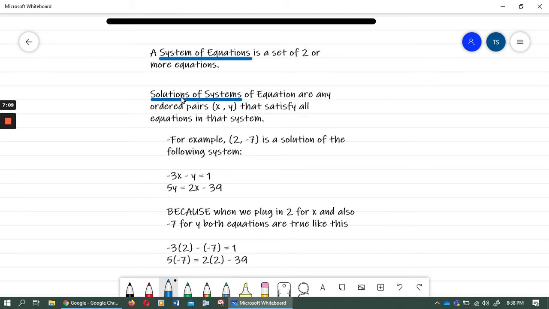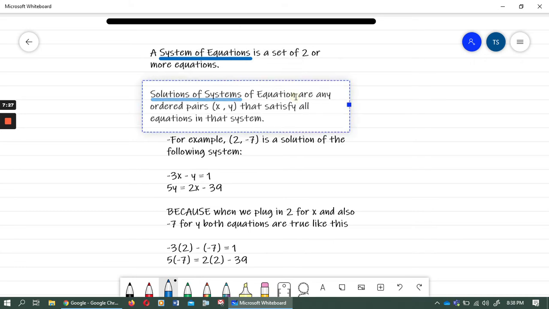So again, guys, the solutions of a system of equations are any ordered pair or any ordered pairs in the form x, y that satisfy all the equations in that system.